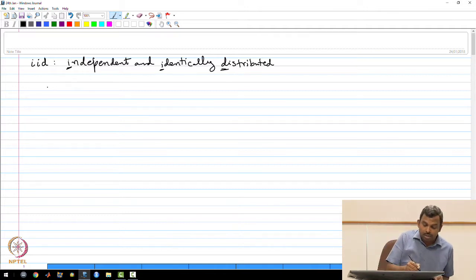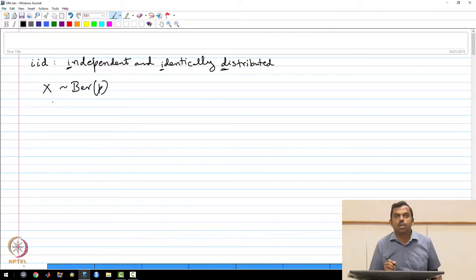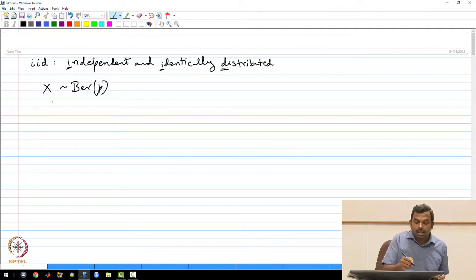Let's say I have X being Bernoulli. X is Bernoulli with P. So what is the meaning of this? When I say X is Bernoulli P, the random variable X takes two values, 0 and 1. The value 0 with probability 1 minus P and the value 1 with probability P. So that's the meaning of this. P and 1 minus P, right?